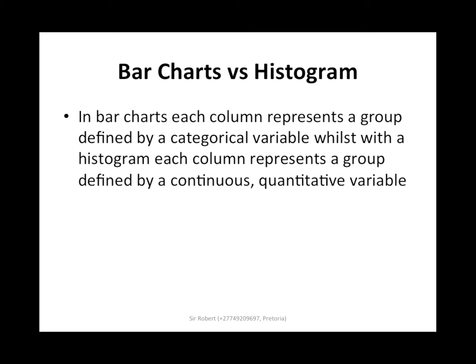Bar graphs are categorical, whilst in a histogram, each column is a defined continuous quantitative variable. Bar graphs are categorical. Histograms are continuous quantitative variables.